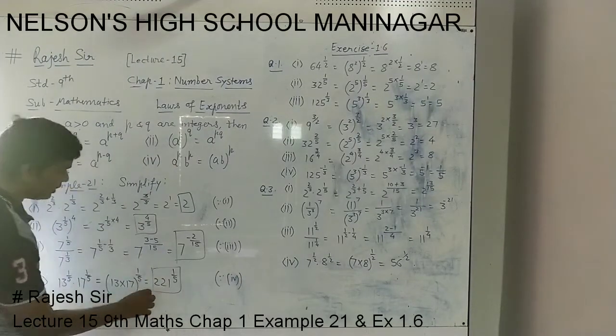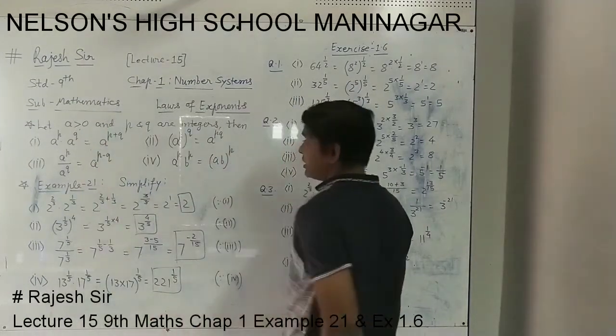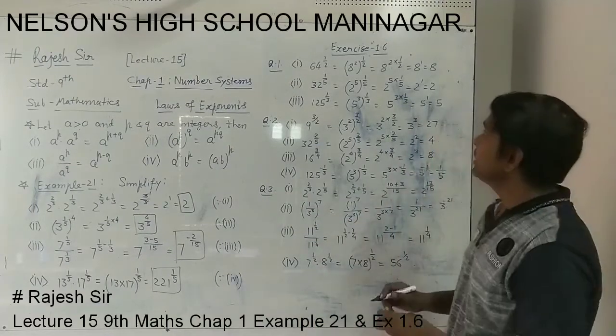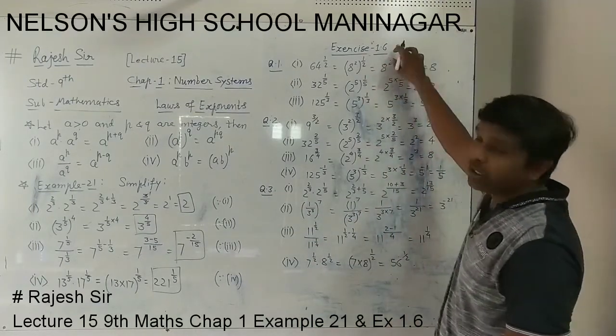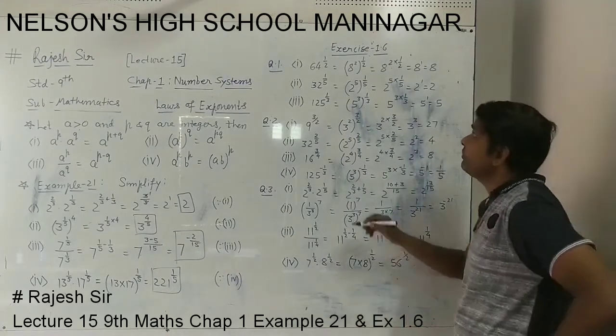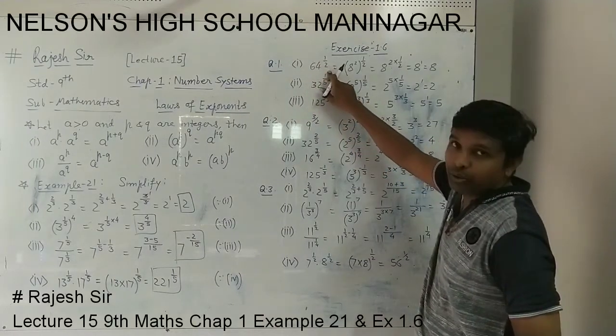This is our answer. So very simply, using the laws of exponents, this type of expression can be simplified. We have done examples related to exercise 1.6 in our textbook, so one by one, we have solved those here. You understand? In question number 1, find the value of 64 raised to 1 by 2.